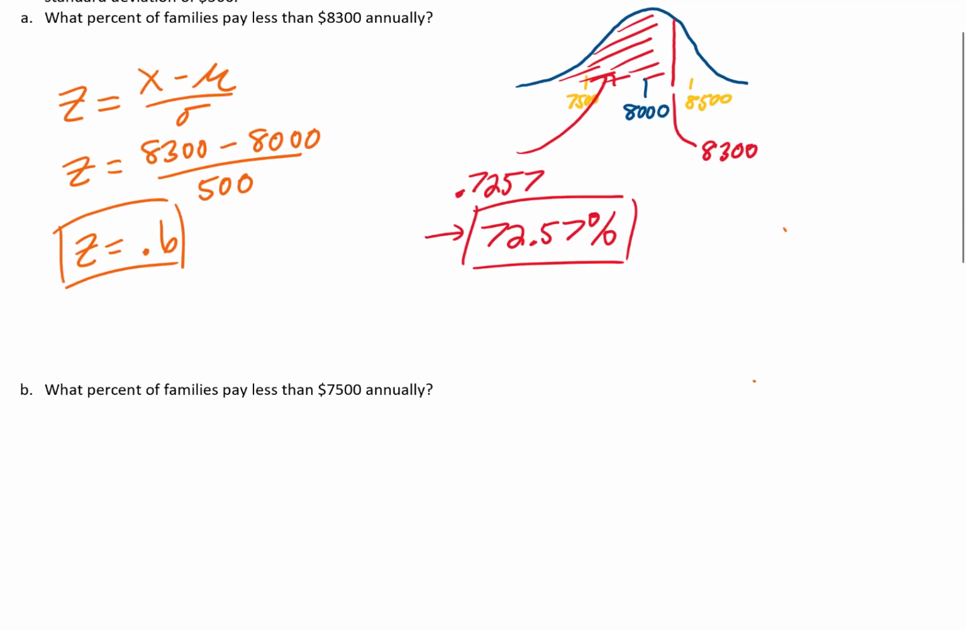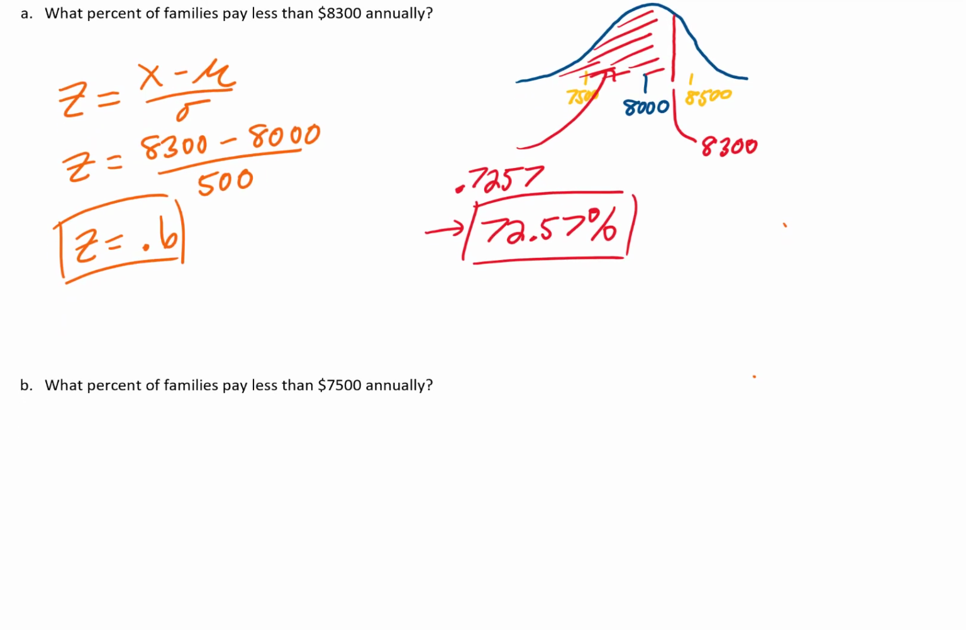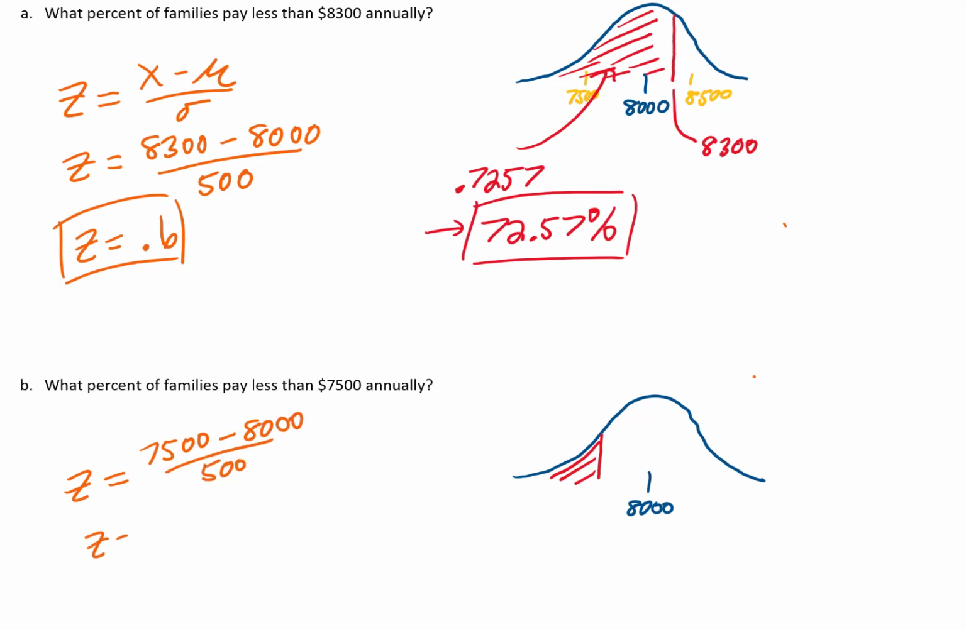Let's do the same thing, but with $7,500. $7,500 is somewhere over here in our table. We could probably figure this out using the empirical rule, but I'll just go ahead and calculate a z-score. 7,500 minus our mean divided by our standard deviation gives us a z-score of -1, which maybe we should have expected because 7,500 is one standard deviation below our mean of 8,000.